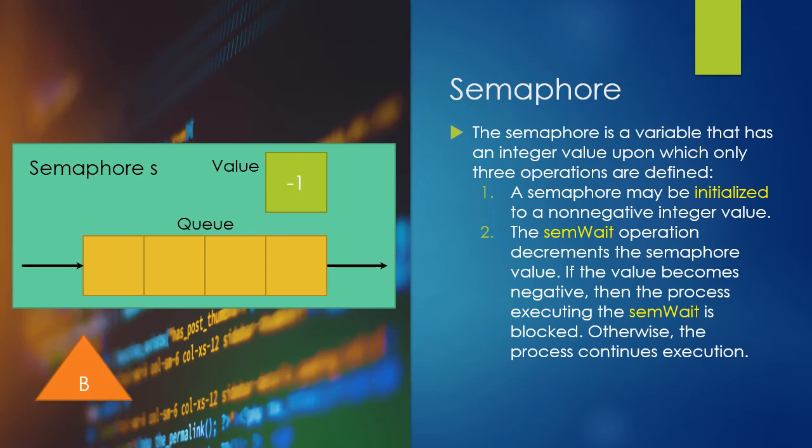Now assume process B does a semWait. The value decrements. The value of S becomes negative, so B is placed in the queue associated with semaphore S. We say B is blocked on S. Again assume process C does a semWait. The value decrements. The value of S becomes negative, so C is placed in the queue associated with semaphore S, and we say C is blocked on S.